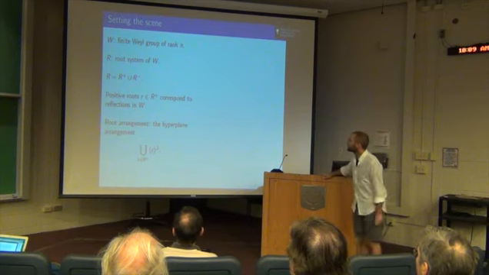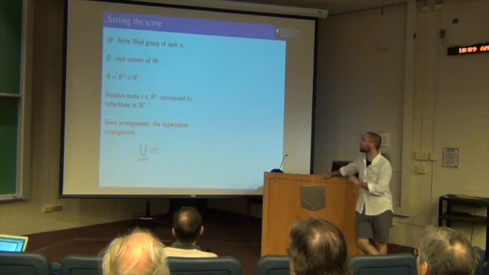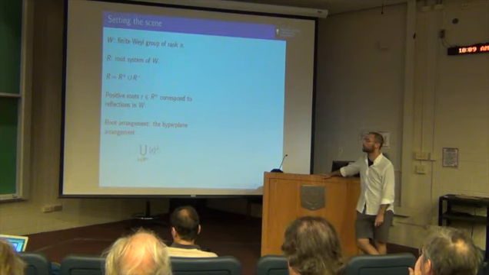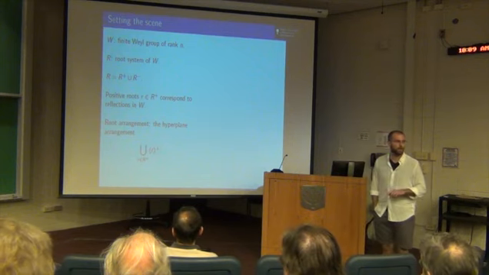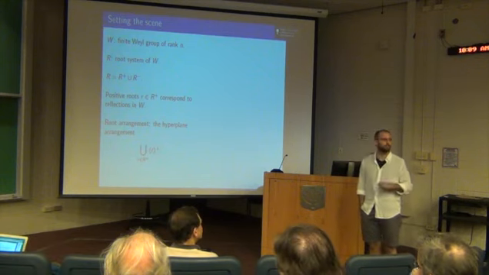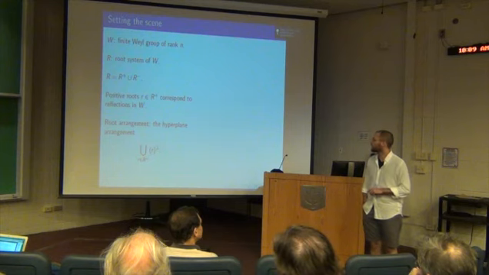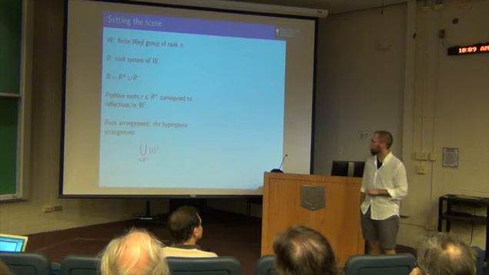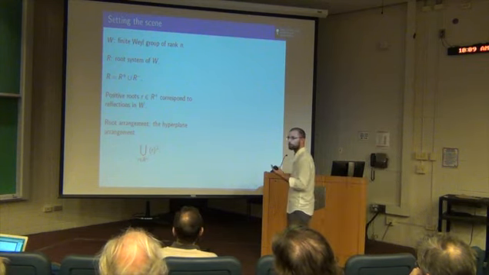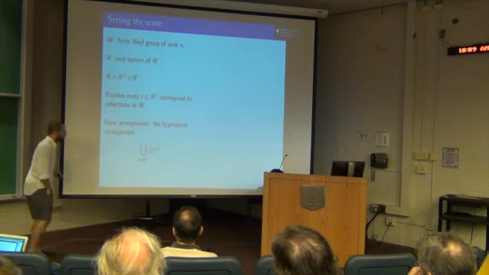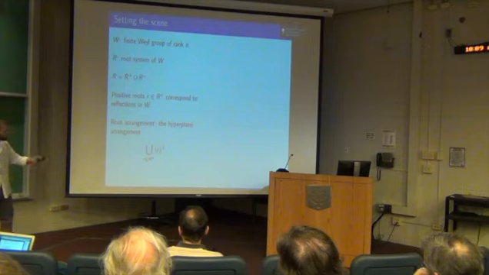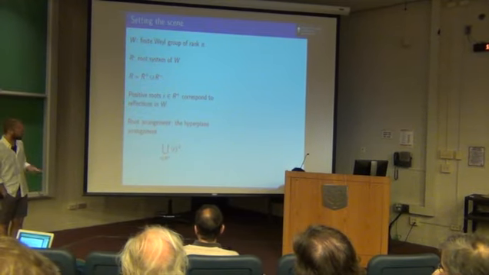Let me set the scene. Throughout the talk, we're going to have W be a finite Weyl group of rank n. Such an object has a root system. The root system splits into positive and negative roots. Positive roots correspond to reflections, and these roots are just vectors. If we look at the orthogonal complement to those vectors and take the union, we get a hyperplane arrangement.